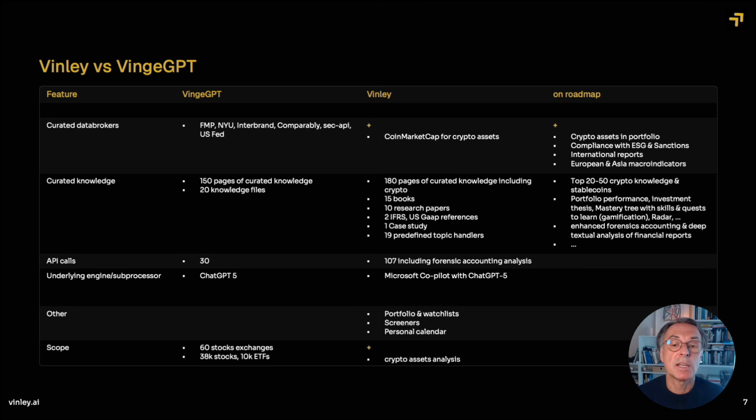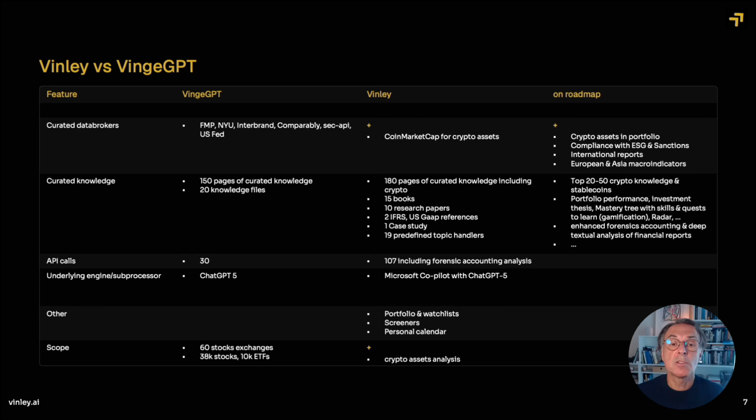We have now in Vinley.ai already a first version where we are connected with CoinMarketCap for crypto assets as well, because crypto assets will come very, very soon. In Vinley 1.2, you're going to even be able to have crypto assets in your portfolio. So we are working on this. We intend also to add compliance elements like ESG, sanctions, international reports, also European and Asia macro indicators, not just US Fed macro indicators. So a lot of things are happening there.